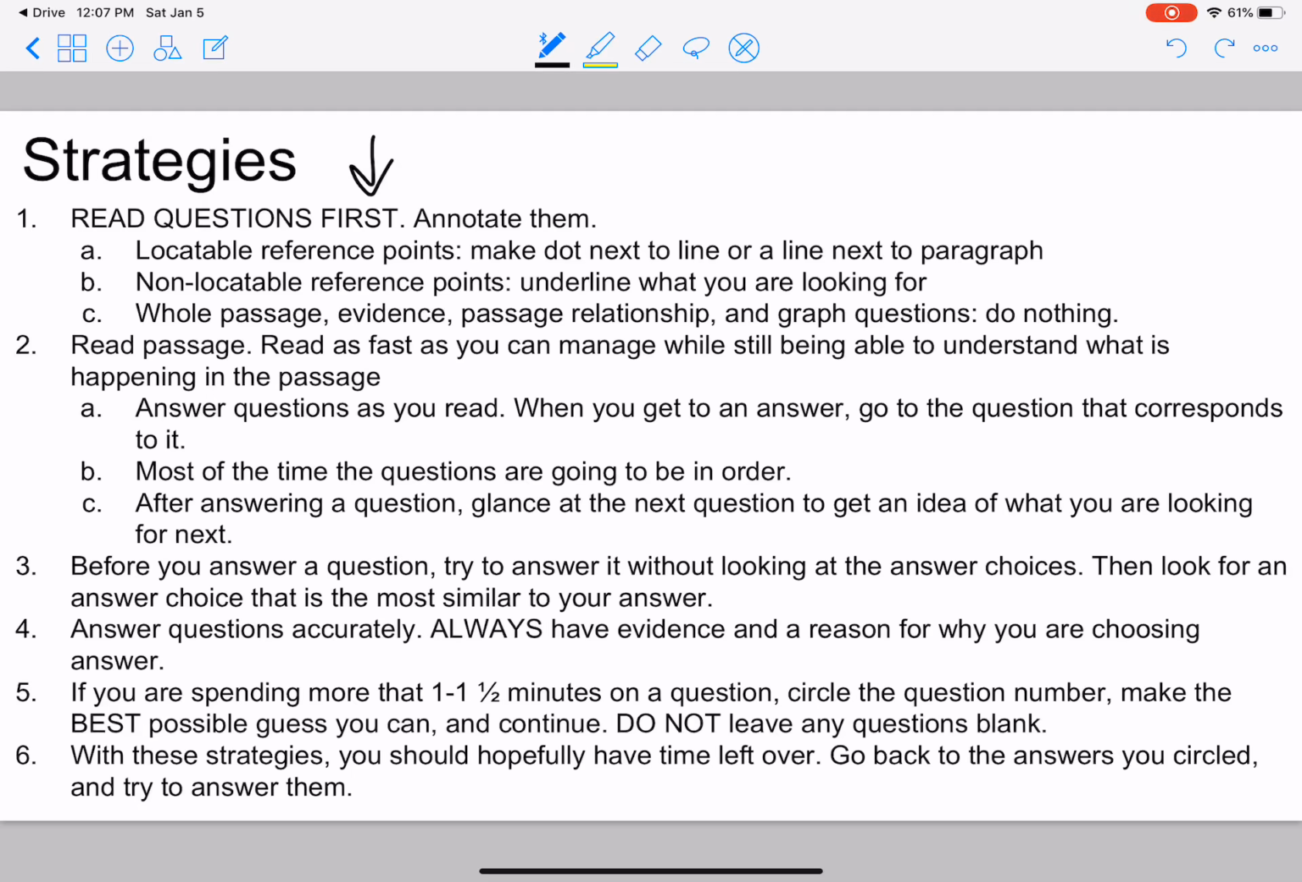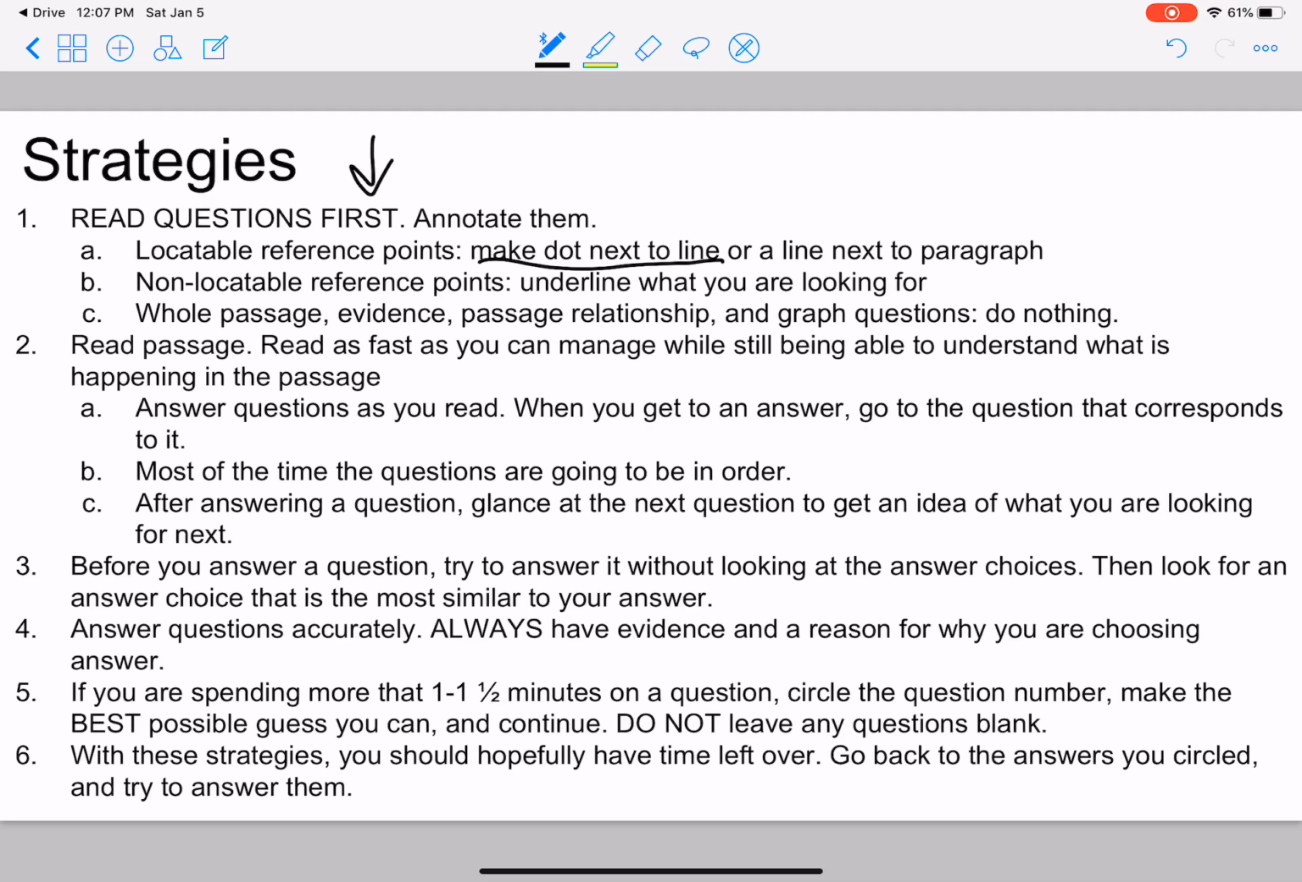But this is just a video, I'm just going to really quickly try to explain it, but there's a video that's going to tell you all this. But when it says make a dot next to the line, so locatable reference point questions, they could give you like line 24. So you're going to go to line 24, and you're going to make a big dot next to it. Because that way when you're reading, you're going to realize, oh, there's a question related to this line.